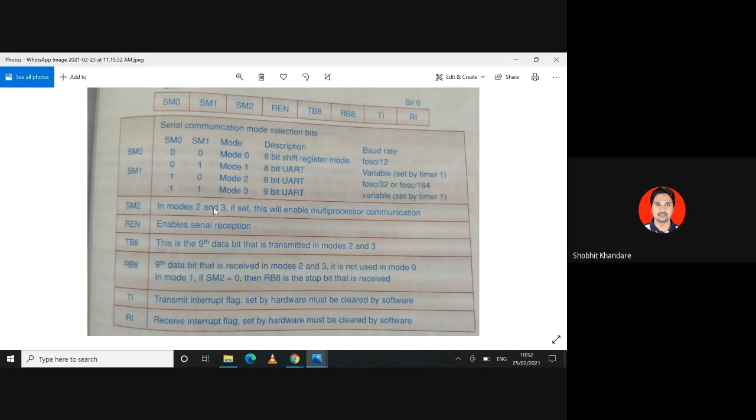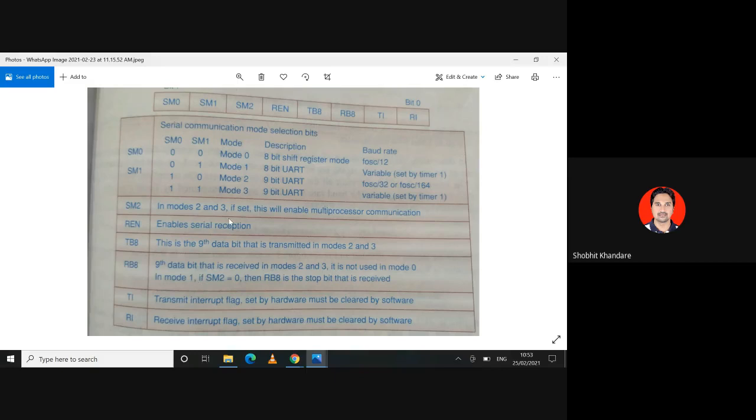ओके, सो RB8 जो ये बिट है, उसमें क्या जाता है, उसमें नाइन्थ डेटा बिट that is received in mod 2 and 3। सो द नाइन्थ बिट जो रिसीव करने वाला है वो RB8 में जाता है। ओके, नाइन्थ बिट will go here. It is not used in mod 0 and mod 1. मॉड 0 और मॉड 1 में आता नहीं, क्योंकि मैं 8 बिट रिसीव कर रहा हूँ। लेकिन जब मैं 9 बिट्स रिसीव करूंगा, तब नाइन्थ वाला बिट RB8 में जाएगा। और बाकी के जो 8 बिट्स हैं वो SBUF में, रिसीव बफर में जाएंगे। और दूसरी बात है, it is not used in mod 0.